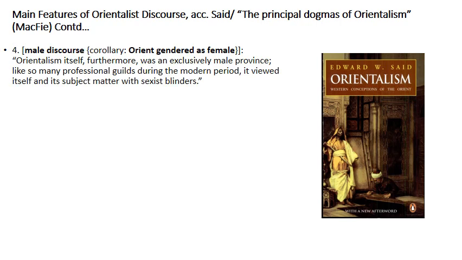Moving on, a couple of quick points here. Male discourse, with the corollary that the Orient is gendered as female. Orientalism itself, furthermore, was an exclusively male province. Like so many professional guilds during the modern period, it viewed itself and its subject matter with sexist blinders. So this is the point, that basically much of Orientalist activity, much of scholarly study of the Orient, even non-scholarly works, fiction, was written by men.